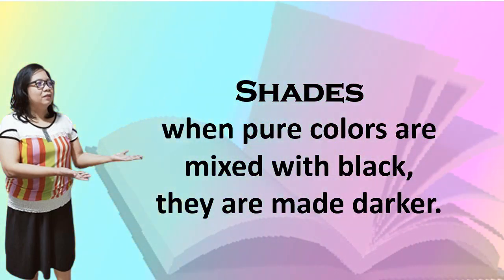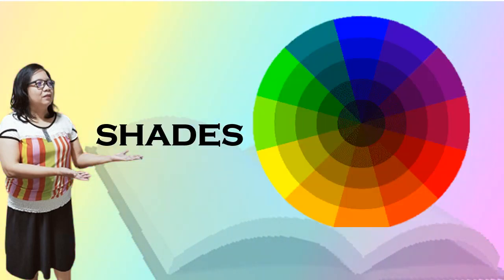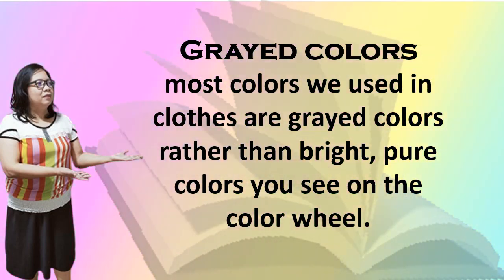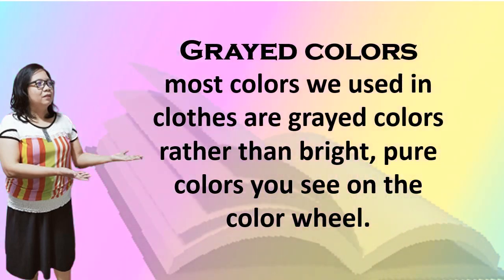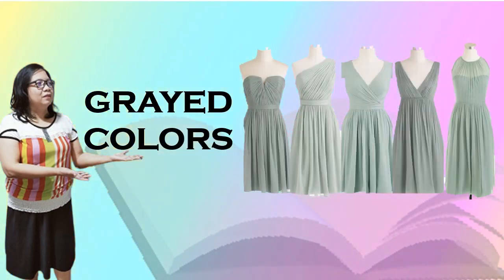Shades. When pure colors are mixed with black, they are made darker. These are the shades. The addition of black in the pure colors made them darker. Grade colors. Most colors we use in clothes are grade colors, rather than bright, pure colors you see on the color wheel. These are samples of grade-colored dresses.